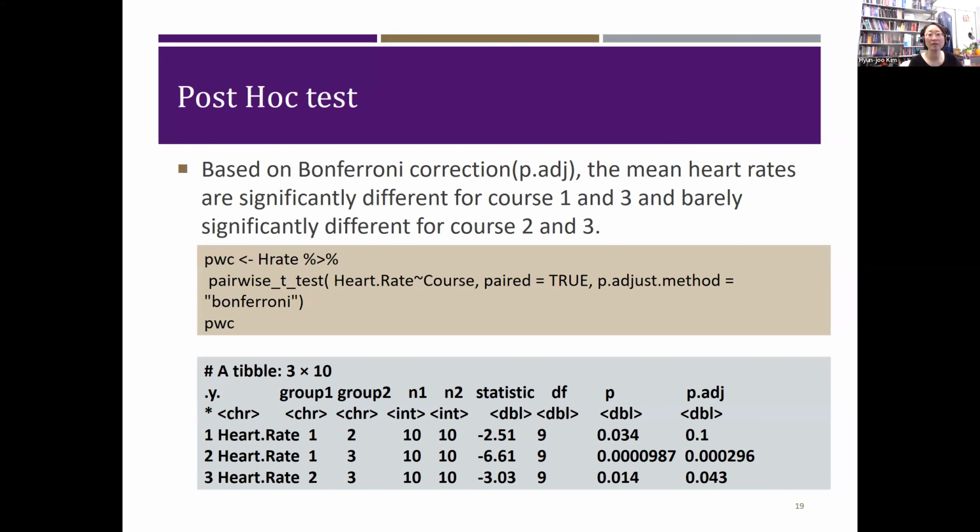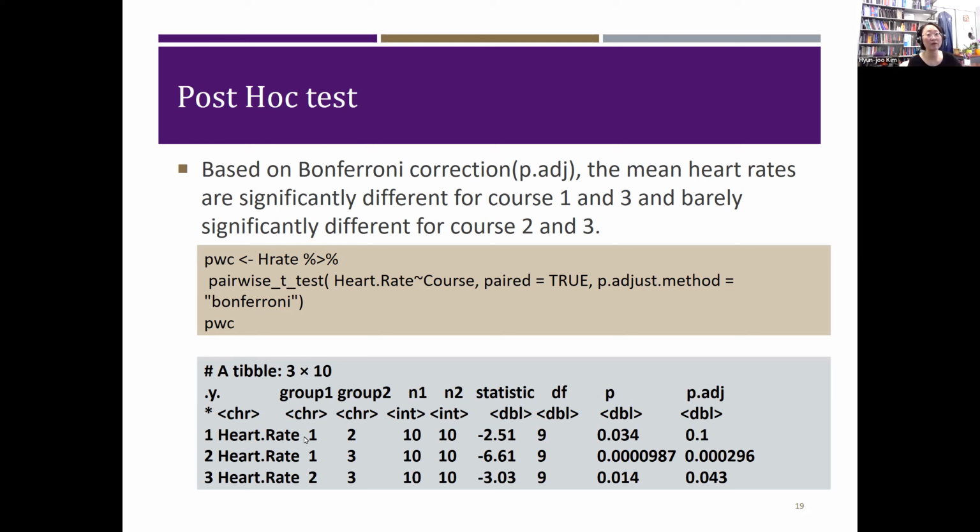Once we find there is a significant difference among group means, it is natural to ask which means are different from which means. Using the pairwise_t_test function, we can produce post-hoc test results and compare the means pairwise. Inside the function, we define paired as TRUE and p.adjust.method as Bonferroni. So we are using Bonferroni correction to adjust the post-hoc test because we're doing a number of different tests in the post-hoc test. At the bottom in the gray box, there are results that you can find.